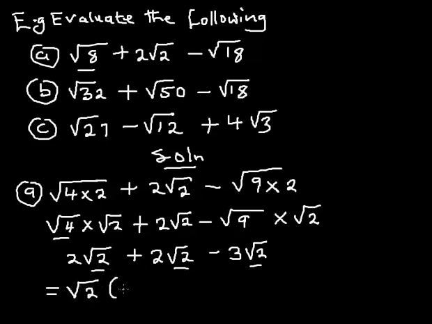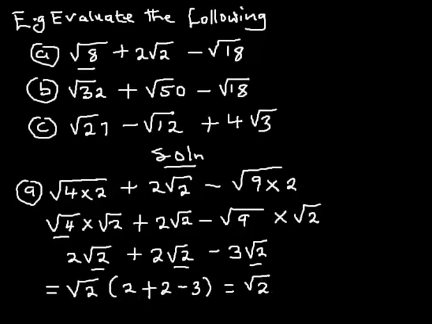Then of course I will add up. This is going to be 2 plus 2, then of course minus 3. 2 plus 2 is 4. 4 minus 3 is 1. So I have 1 times the square root of 2, which of course is still the square root of 2. That is the answer to that.